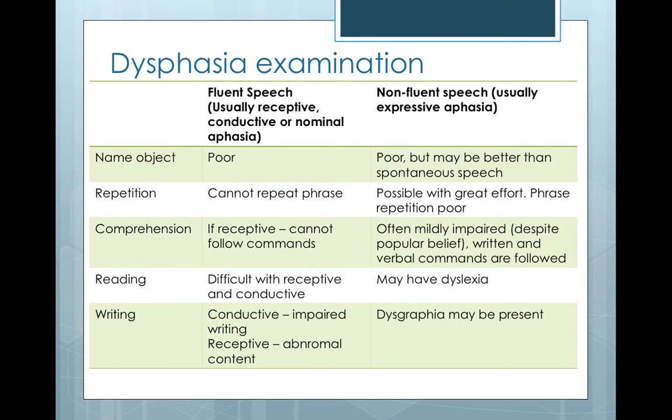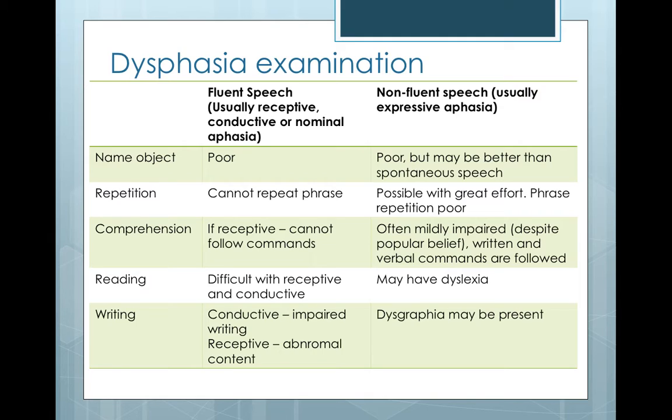And this slide basically is summarising differences between the two here, from fluent speech versus non-fluent speech. So naming objects is very poor with fluent speech. It can also be poor with non-fluent but better than spontaneous. Repetition is useless in someone that has fluent dysphasia. It's possible with great effort in someone with non-fluent dysphasia, and the phrase repetition is poor.